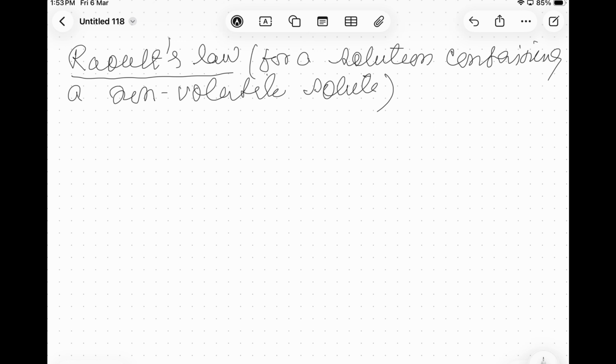Even third example, if we are making the solution of common salt, that means NaCl in water. NaCl is non-volatile and water is volatile. In all three cases, solvent is volatile, solute is non-volatile. For that solution, Raoult's law states, what is a statement of Raoult's law?